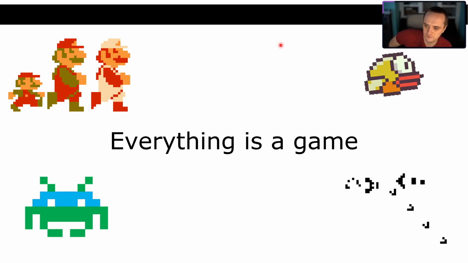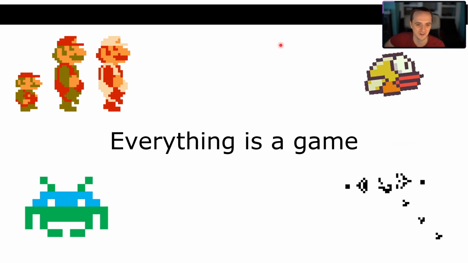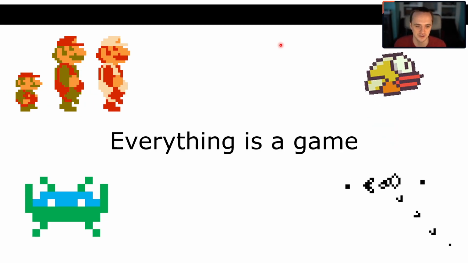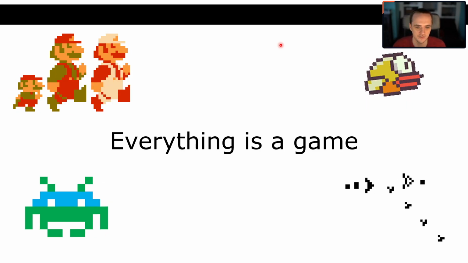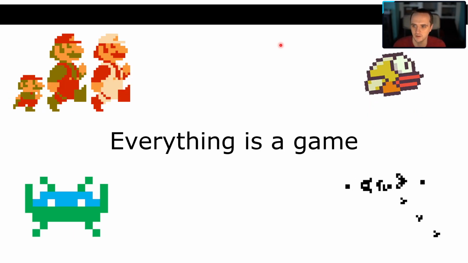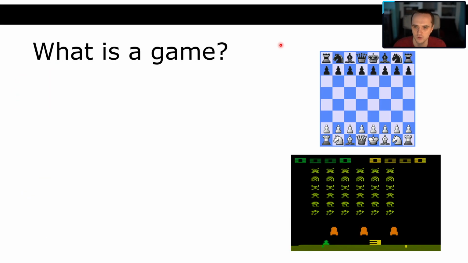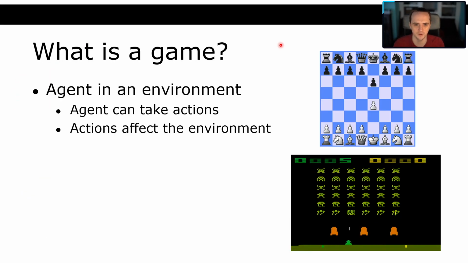Some people have 5 or 6 kids that they're trying to take care of, and maybe it's not fun to do that, but you have to, right? So, in my opinion, everything in life is a game, not only things that we call games. And so AI for games is a very important topic. So what is a game?